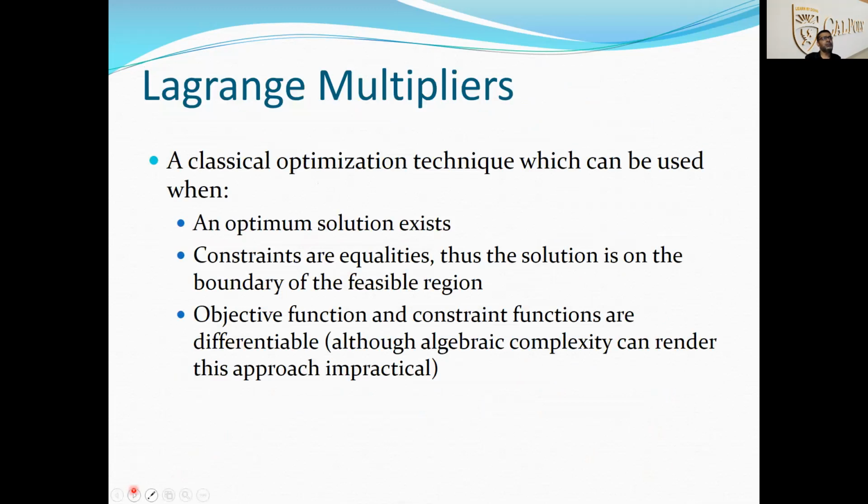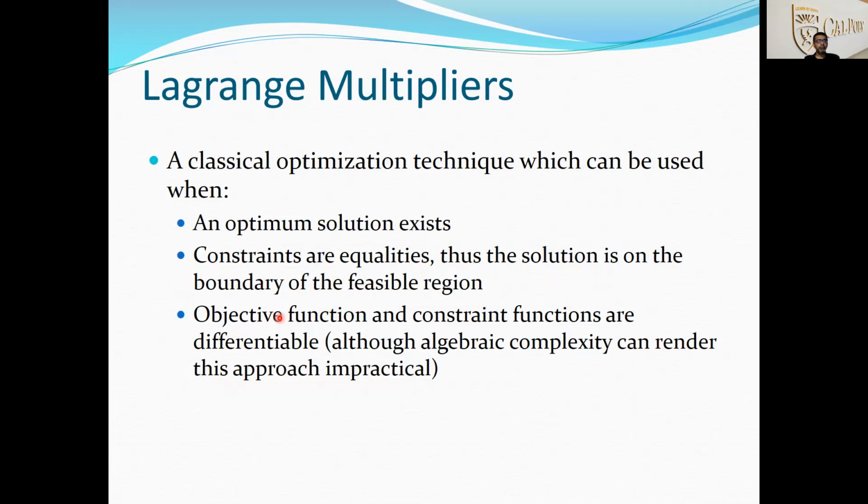One such technique is the Lagrange multiplier. And again, we're not going to do a lot of problems on Lagrange multipliers or anything like that. But I think it's important to refresh that from our math classes, just to get our brains exercised a little bit. The classical optimization technique can be used when an optimal solution has to exist, constraints are equalities, and thus the solution is on the boundary of the feasible region. And the objective function and constraint functions are differentiable, meaning they're continuous and you can differentiate them.